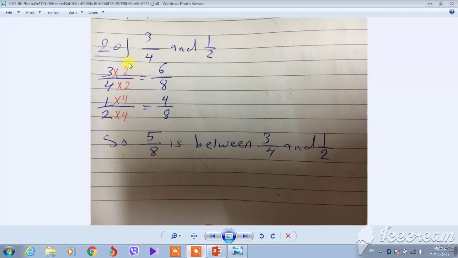Now we have 3 out of 4 multiplied by 2 equals 6 out of 8, because 3 times 2 equals 6, and 4 times 2 equals 8. And 1 out of 2 multiplied by 4, 2 multiplied by 4 equals 8. We have equal denominators. And 1 multiplied by 4 equals 4. Between 6 out of 8 and 4 out of 8, we have 5 out of 8 between both of them.